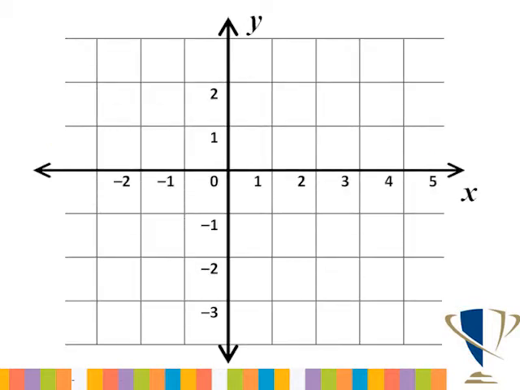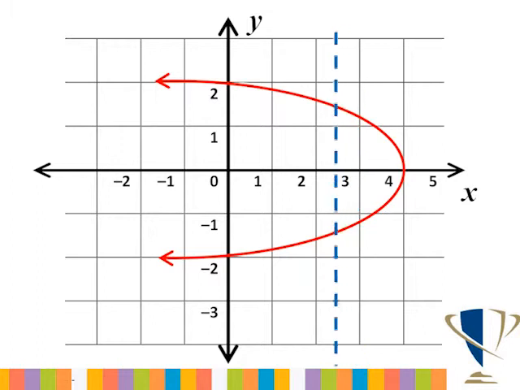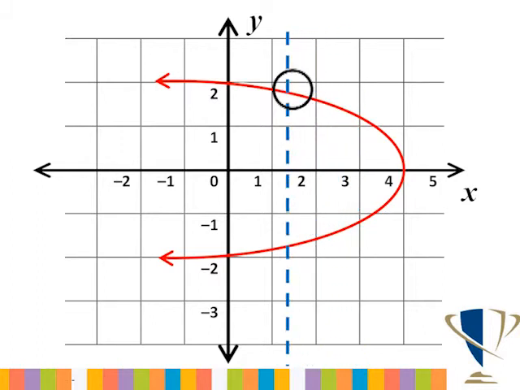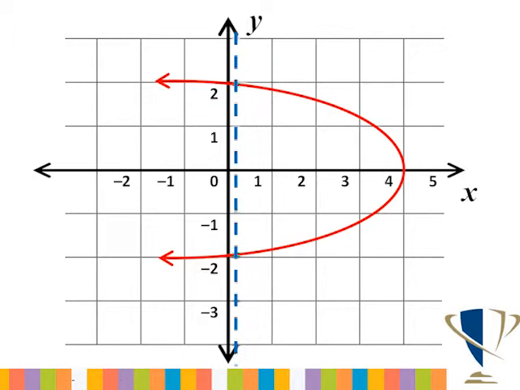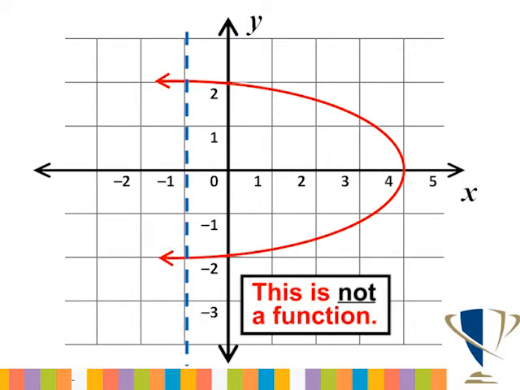Look at this graph. If we put a vertical line anywhere on it, except at the turning point, it cuts through the graph twice. So there are two y values for an x value. So this is not a function.